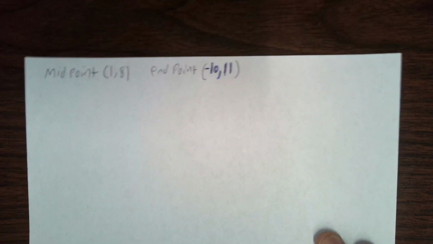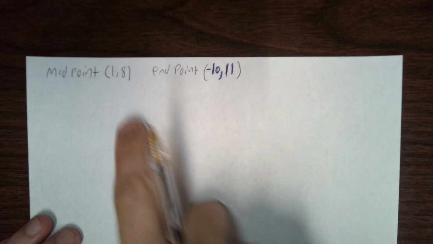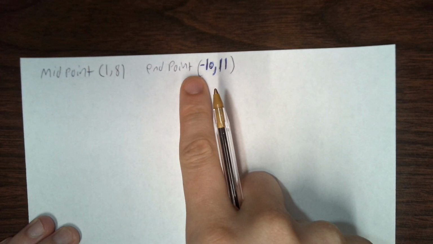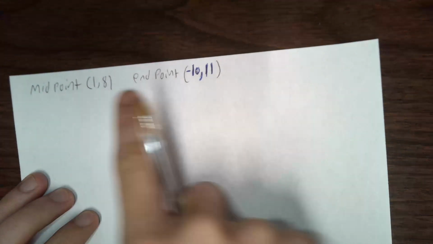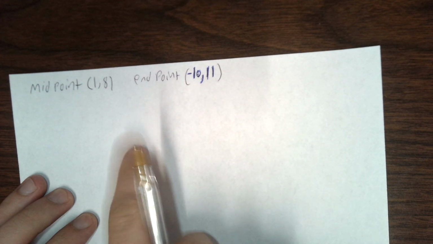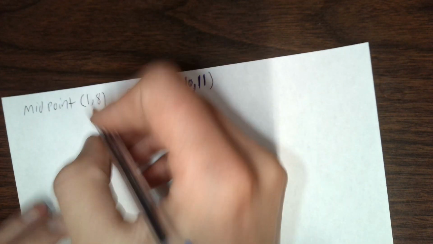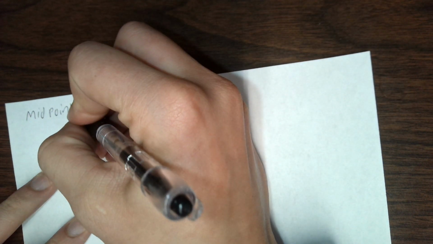Hello, everyone. Welcome to finding the other endpoint given a midpoint and an endpoint. This is like what you're given on IXL. You want to write this down on your paper, and then we're going to do it on paper. First, we have our X values and our Y values.